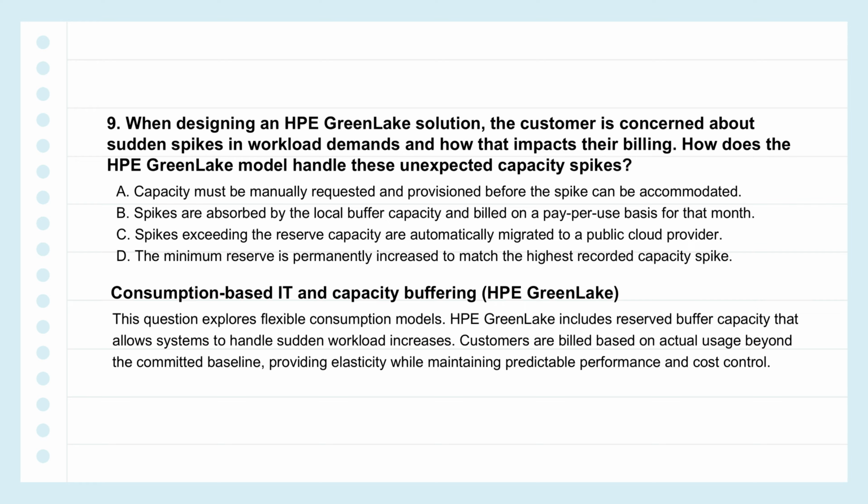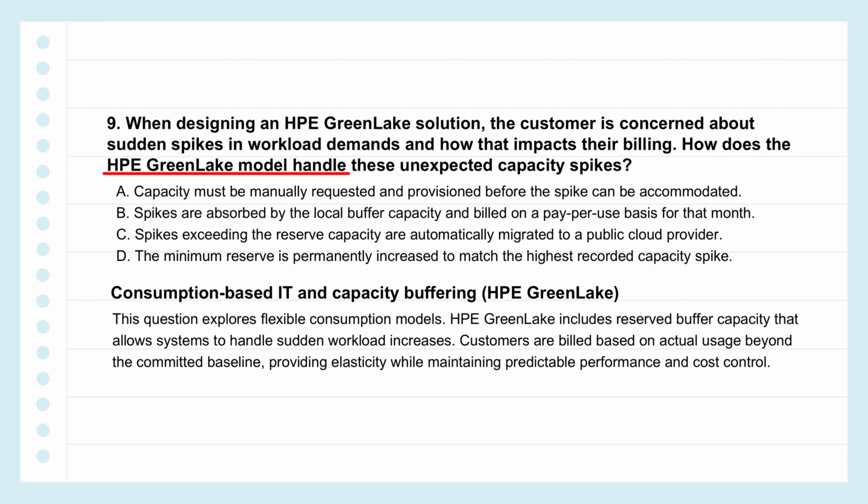Here is question 9. When designing an HPE GreenLake solution, the customer is concerned about sudden spikes in workload demands and how that impacts their billing. How does the HPE GreenLake model handle these unexpected capacity spikes? Option A, capacity must be manually requested and provisioned before the spike can be accommodated. Option B, spikes are absorbed by the local buffer capacity and billed on a pay-per-use basis for that month.